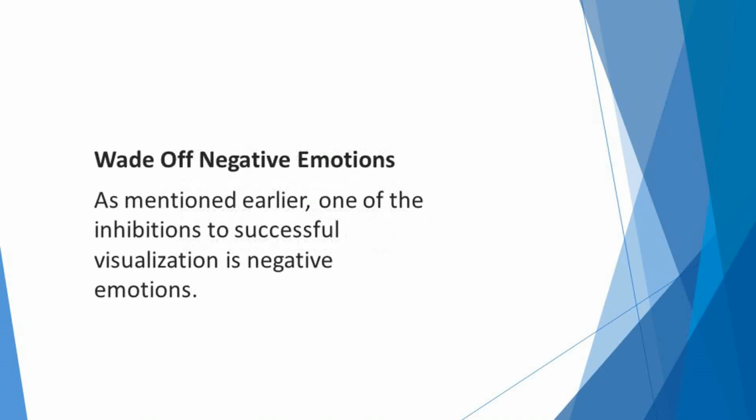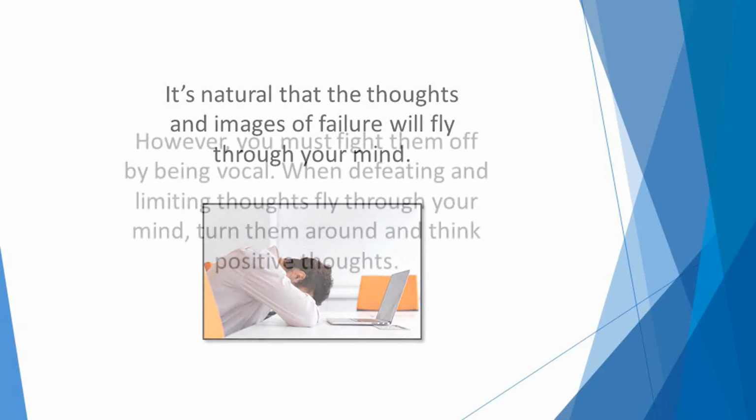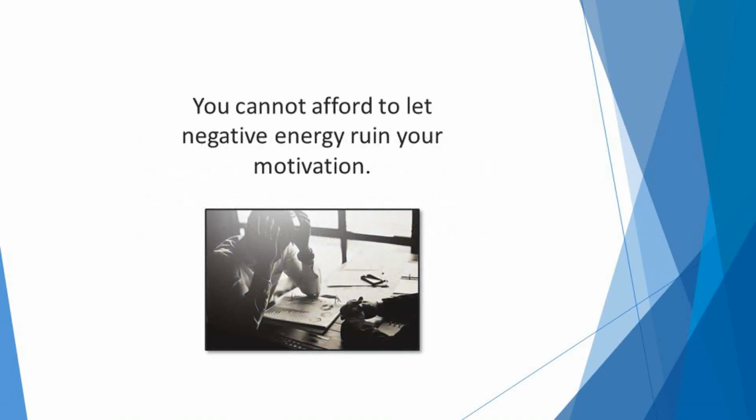Ward off negative emotions. As mentioned earlier, one of the inhibitions to successful visualization is negative emotions. You need to be more dogged when you have failed in the past in what you're trying to achieve. It's natural that the thoughts and images of failure will fly through your mind. However, you must fight them off by being vocal. When defeating and limiting thoughts fly through your mind, turn them around and think positive thoughts. If you are finding it challenging to think positive thoughts, speak positive affirmations. You cannot afford to let negative energy ruin your motivation.